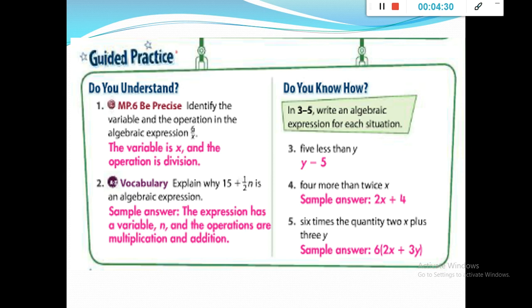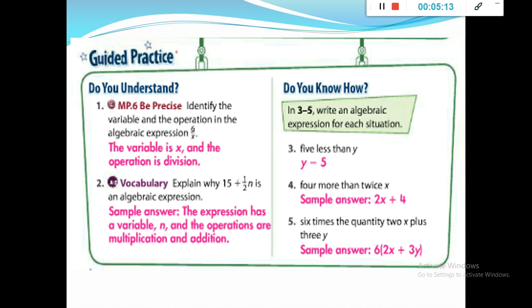Now, 4 more than. More than means what? Plus. Now, let's go to question number 4. 4 more than twice x. In this case, we have two operations. 4 more than means plus. Twice x. So 4 plus twice x. Twice means 2 multiplied. Twice x means 2x. So we can say 4 plus 2x. And as I said, in addition, we can flip them. It's okay for us. So we can say 2x plus 4.